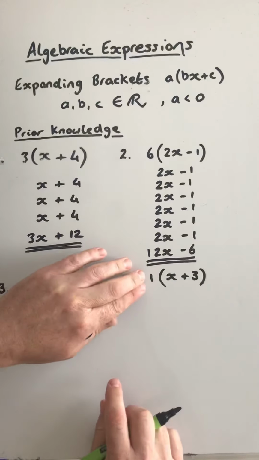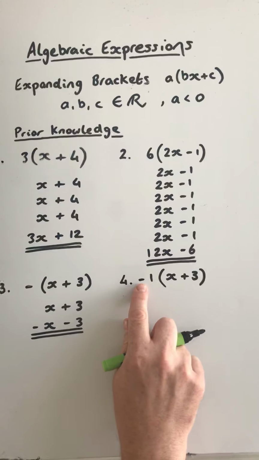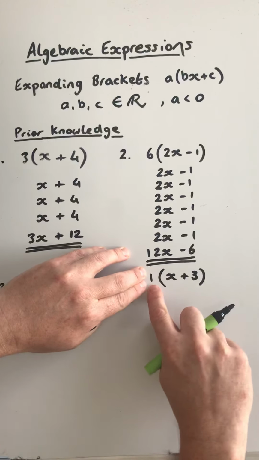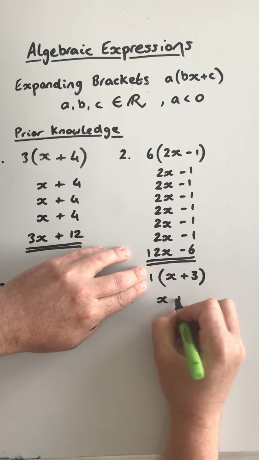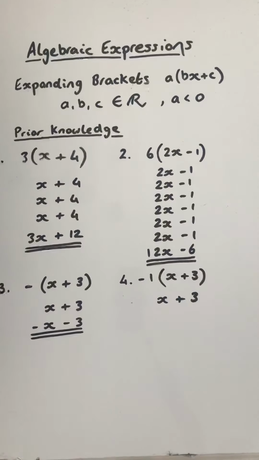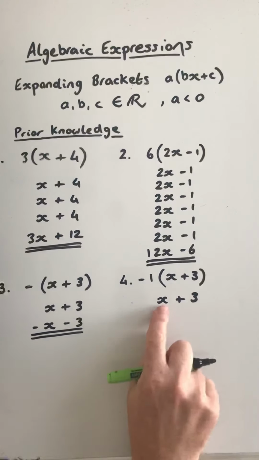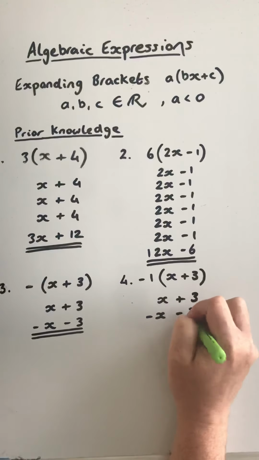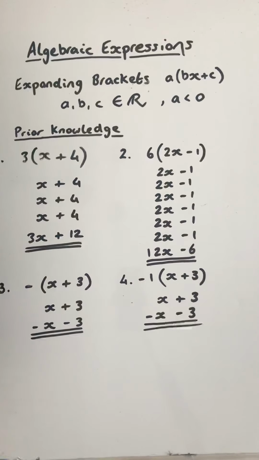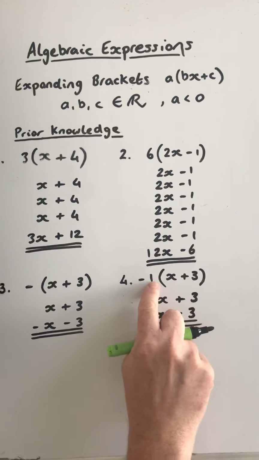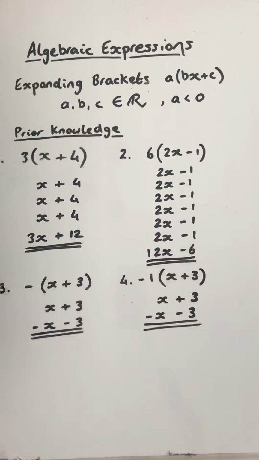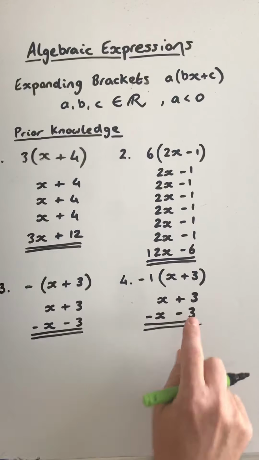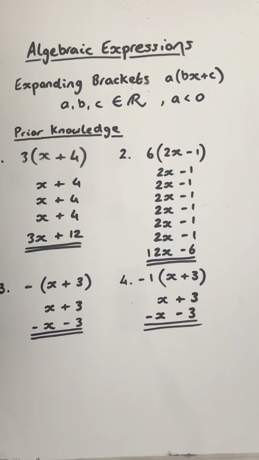Again, these negatives are going to test you. You have to think about what you have. You've got 1 group of x plus 3, but you've got the negative of that. So that's negative x, and that's negative 3. Expanding this out, negative 1 multiplying x plus 3, the negative x, negative 3. So we've got negative x minus 3.